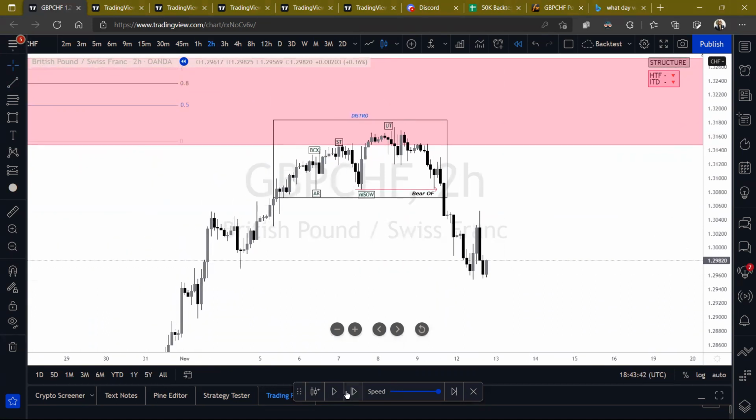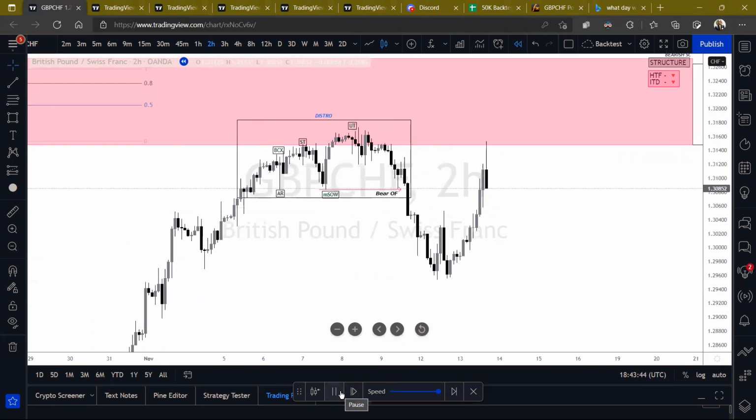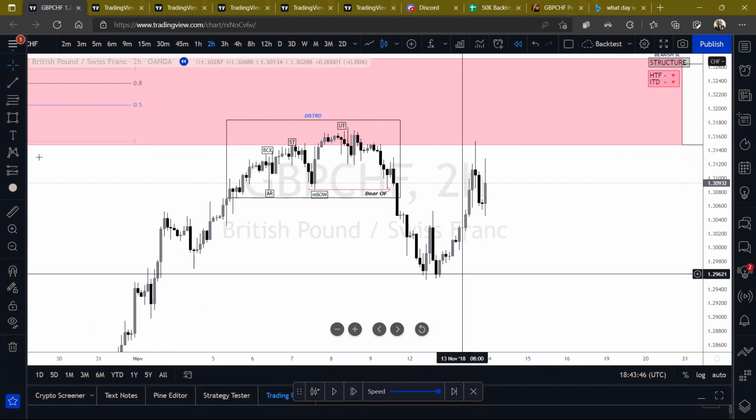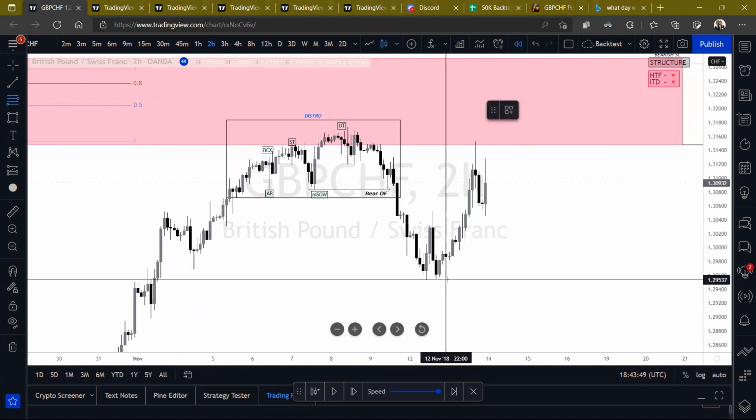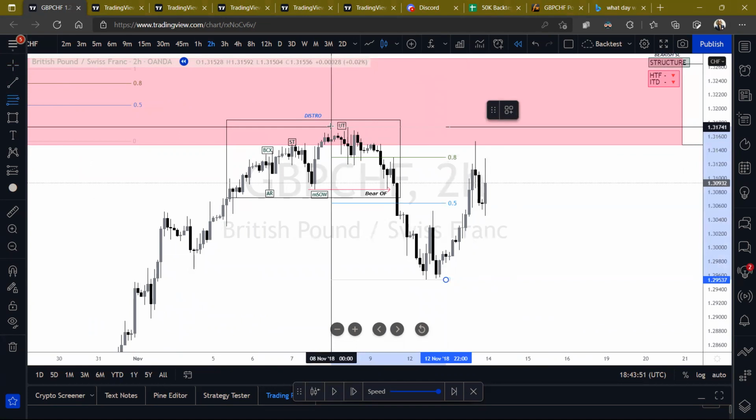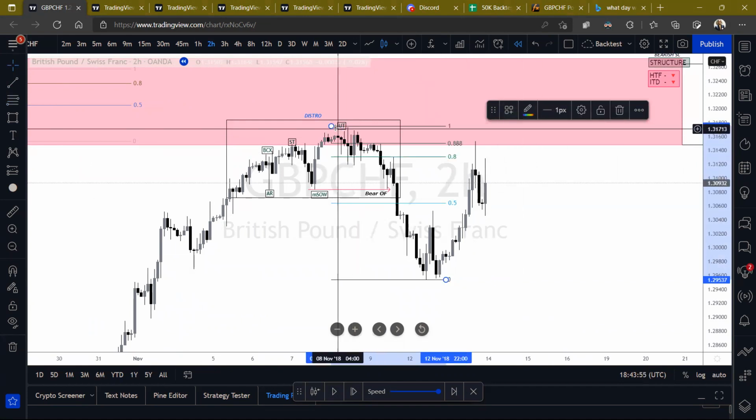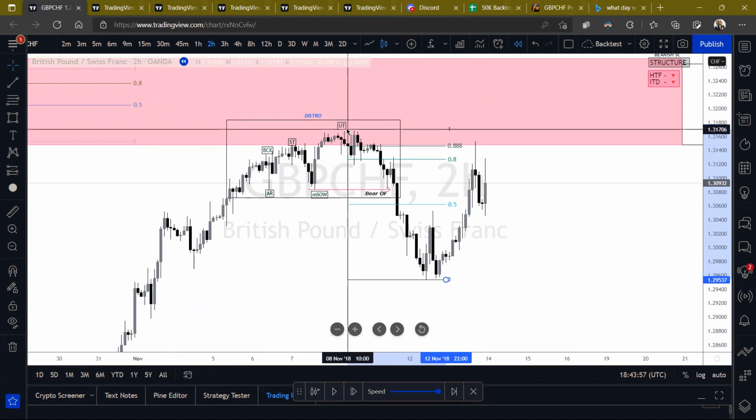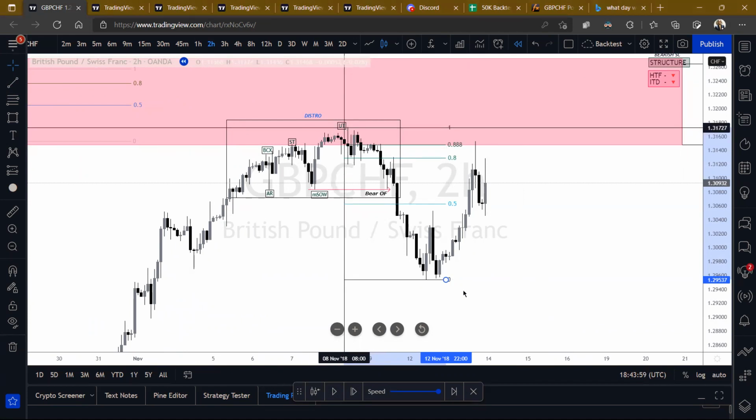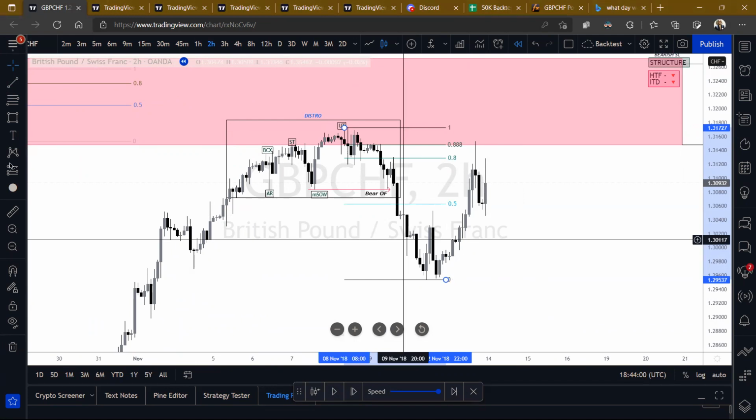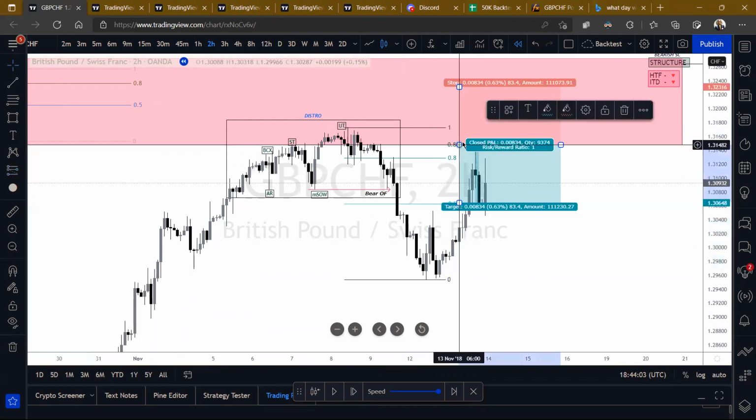Okay, so now we just need to wait for the pullback. I said we are looking for a premium retracement. Short 80%.